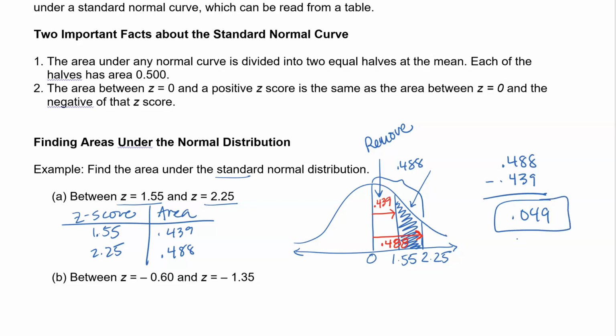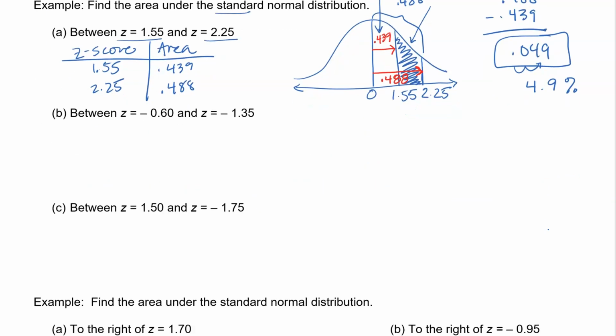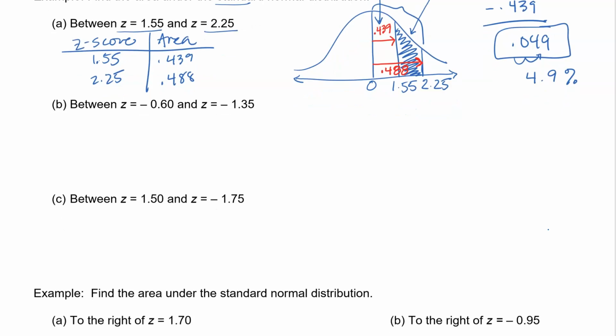If you were asked for a percentage, you could find it by moving the decimal 2 spots over and get 4.9%. But it really just depends on what the question is asking, so you have to pay attention to how it's asking the question.